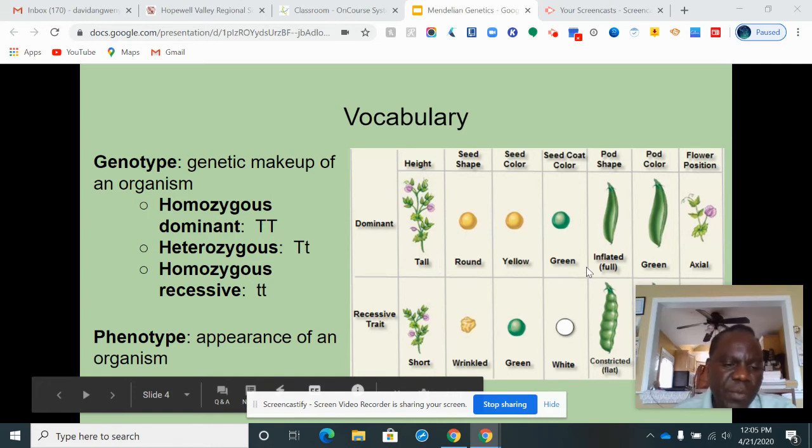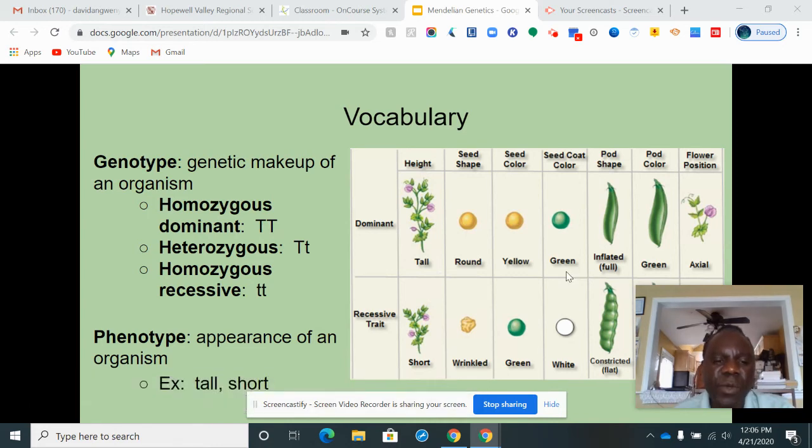Phenotype refers to the appearance of an organism. In other words, it's the physical trait, what you can observe. So for example, tall peas or short peas. We can talk about the seed shape, which can be round or wrinkled. We can talk about the seed color, which can be yellow or green. We can talk about the pod shape, which could be inflated or constricted. Or we can talk about the flower position, which can be axial or terminal.